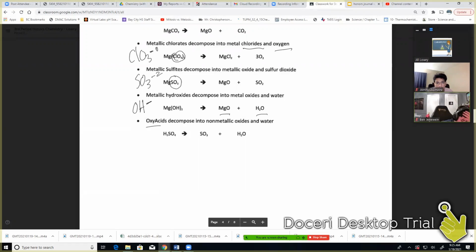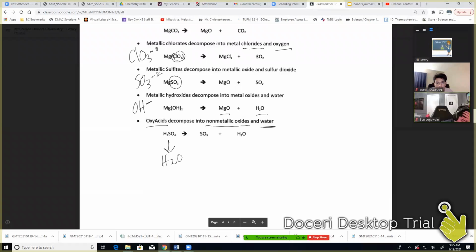Next one is your oxy acid. And remember, an acid starts with a hydrogen. And if it's an oxy acid, it's combined with some polyatomic ion. It's going to be decomposed into a non-metal oxide and water. And those, if we could do those or you see those, are going to be real simple. I would take my H2O out of here first.